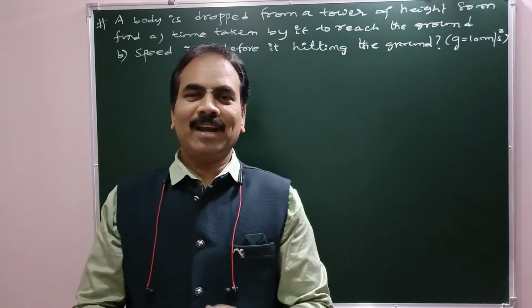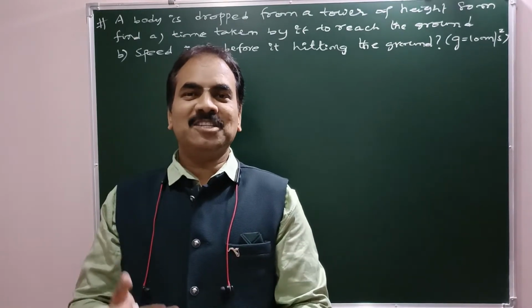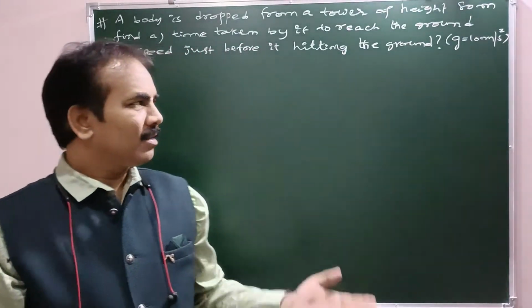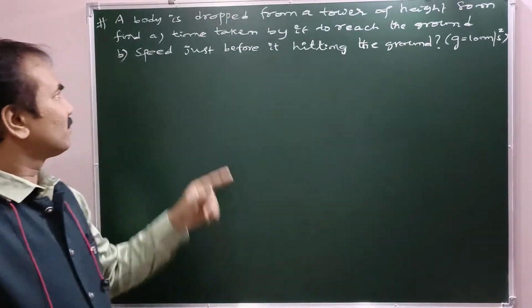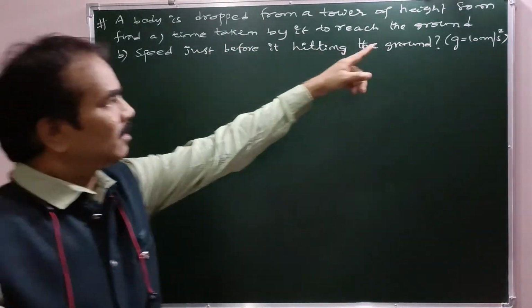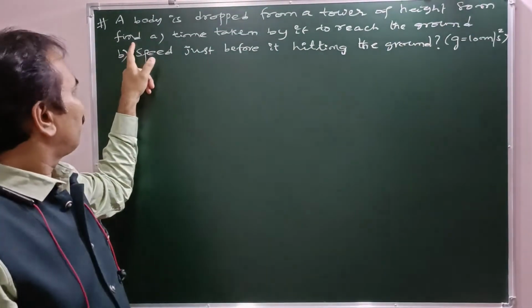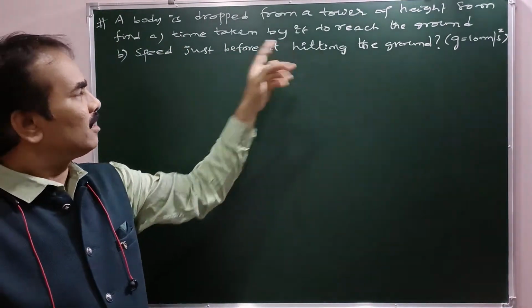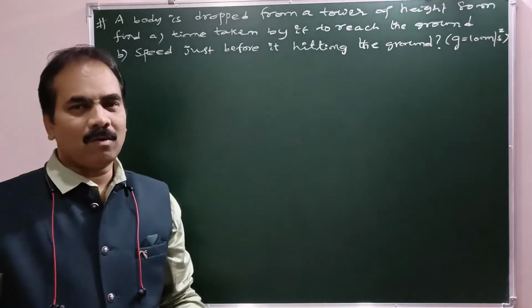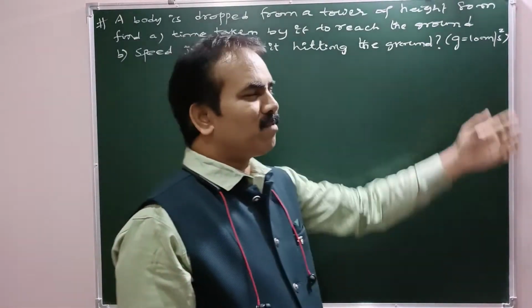In today's lecture, I would like to demonstrate some illustrations based on freely falling body. Here, see first sum. A body is dropped from a tower of height h, 80 meter. Find time taken by it to reach the ground. And second question, speed just before it hitting the ground. Here value of g is 10 meters per second square.